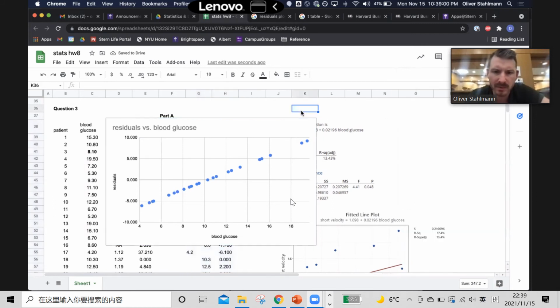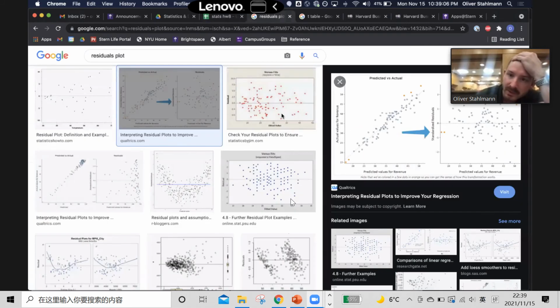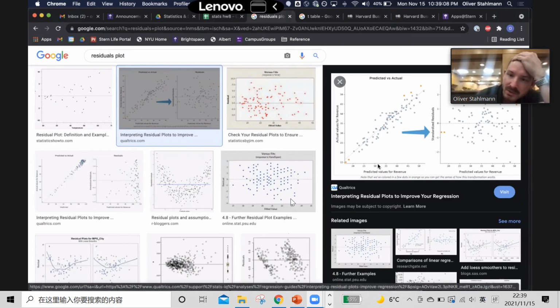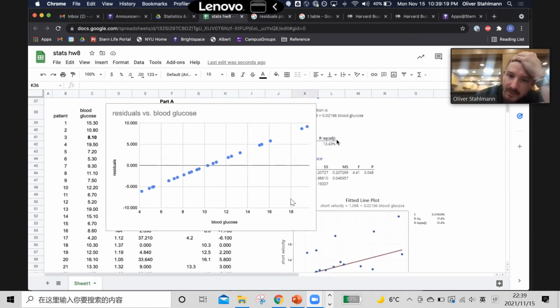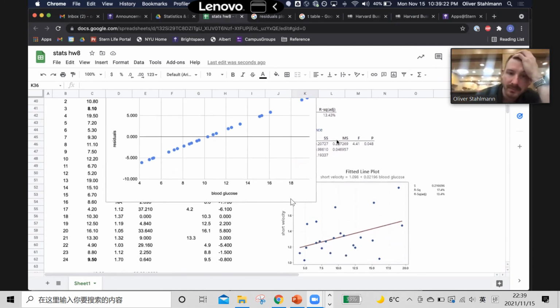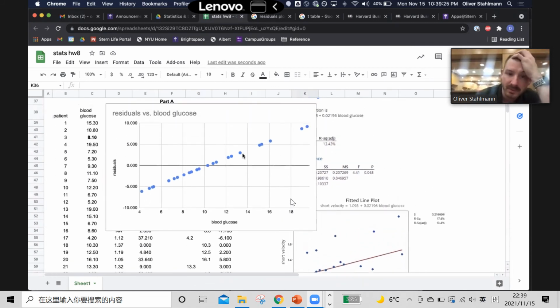Wait, this isn't good. That's what this one does here: predicted versus actual. So we don't change the x-axis, right? Yep. In this case, we don't change the x-axis. If you look down here, the x-axis is effectively the same, 5 to 20, this is 4 to 22 or whatever. With the residuals, no, this is not the right graph. I don't think this is the right graph for residuals.